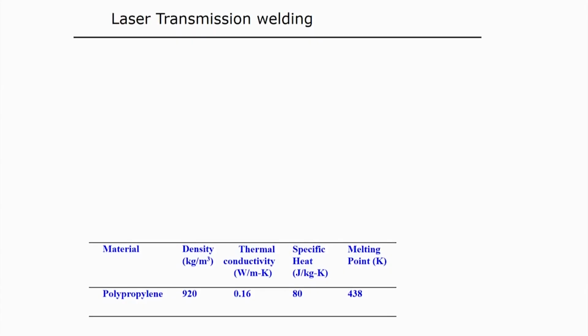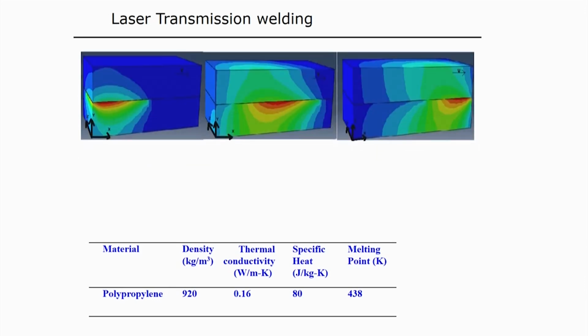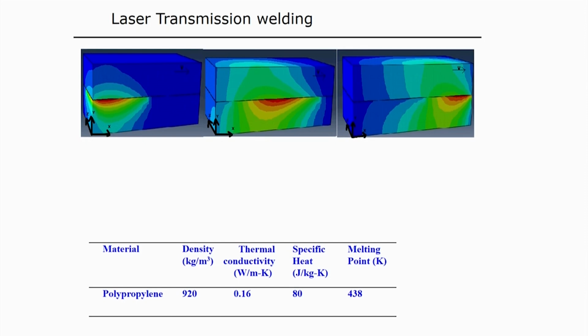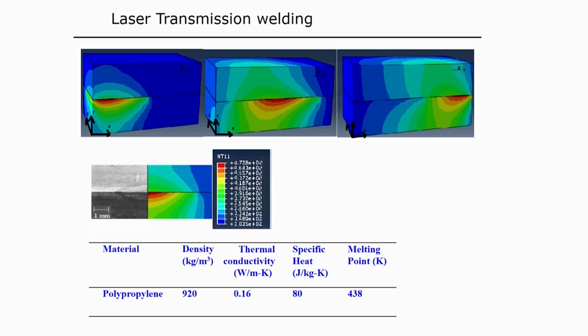Now, for some simulation of laser transmission welding we have used the material polypropylene, and the other material properties are also defined. So, in this case similar types of materials can be joined, in two sets, and considering the contact resistance between the two surfaces, we can see the temperature distribution between the two surfaces in the laser transmission welding mode. And this figure also represents the comparison between the actual experimental and the simulation profile.